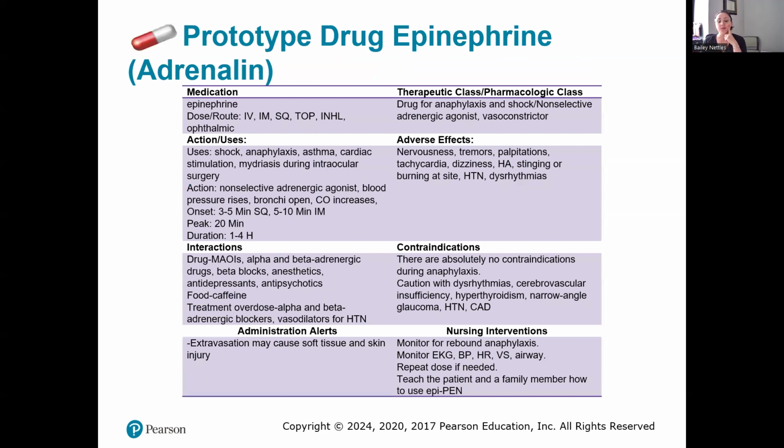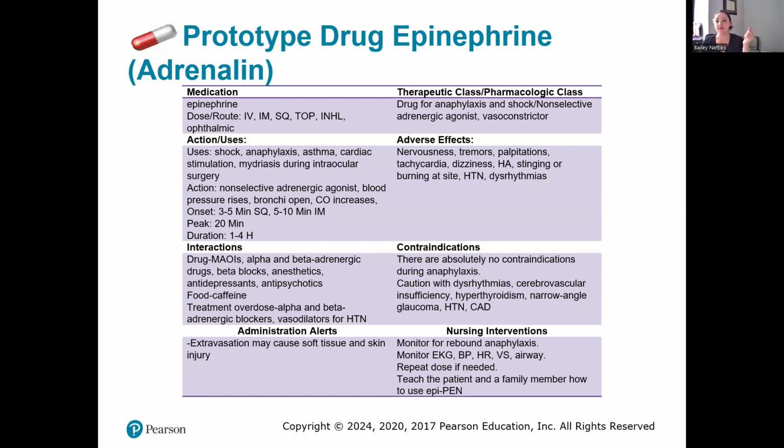All right, EpiPen. Epinephrine, you can give it IM, IV, sub-Q, topical, inhalation, ophthalmic. We're talking about IV, IM, okay? So as a non-selective adrenergic agonist and a vasoconstrictor, we use it for shock, anaphylaxis. This is not just for anaphylaxis. They use epinephrine drips for shock, for your heart, cardiac stimulation, cardiogenic shock. Also mydriasis during intraocular surgery, they use it for that too. So like we said, it's a non-selective adrenergic agonist: blood pressure rises, bronchi open, cardiac output increases. It's a pretty fast onset IM.